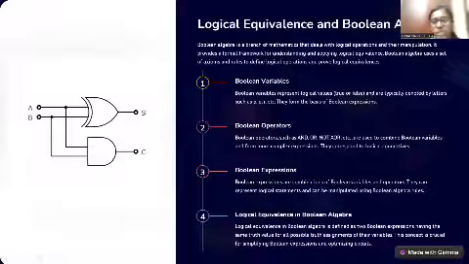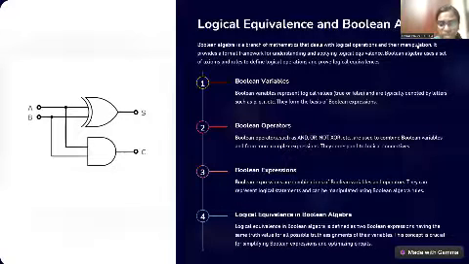Logical equivalence and Boolean algebra. This involves Boolean variables, Boolean operators, Boolean expressions, and logical equivalence in Boolean algebra. Boolean variables represent logical values like true or false, and are typed as p, q, r, etc. Boolean operators such as and, or, not, XOR, etc. are used to combine Boolean variables and form more complex expressions. They correspond to logical connectives.